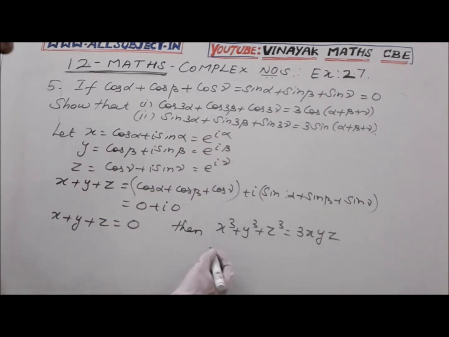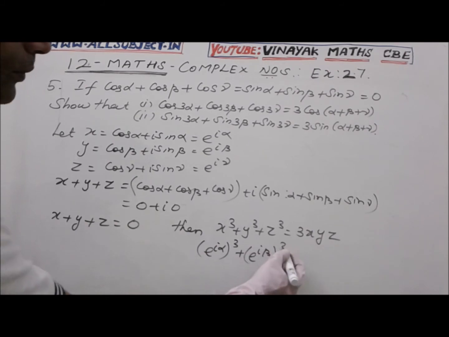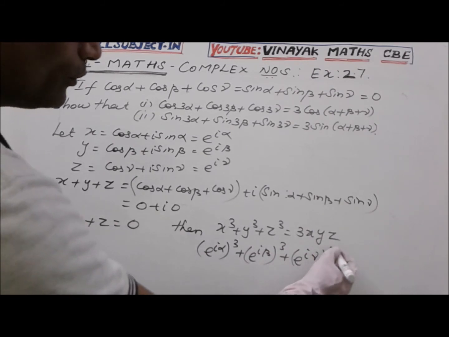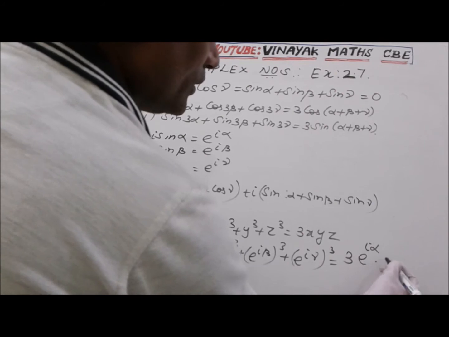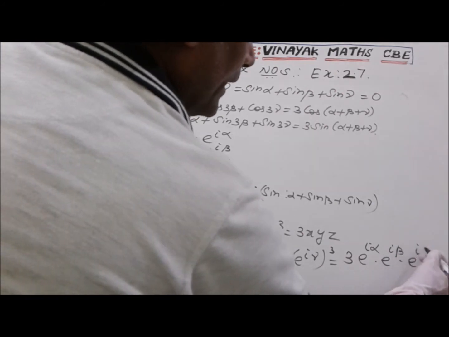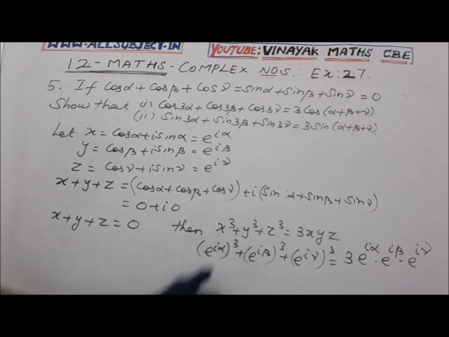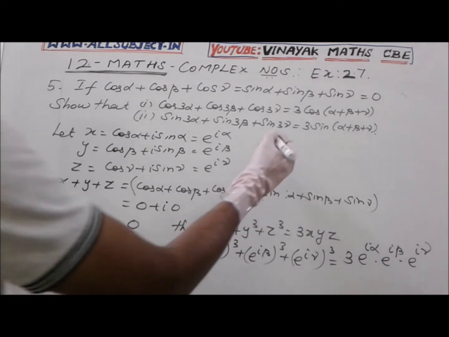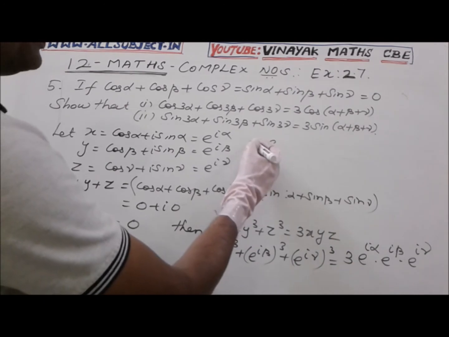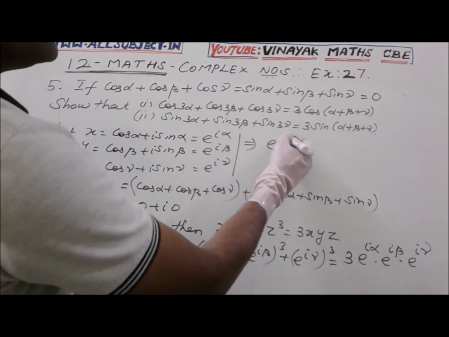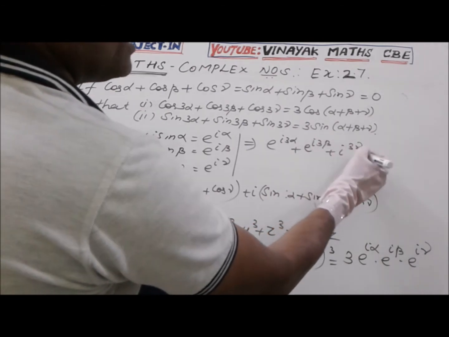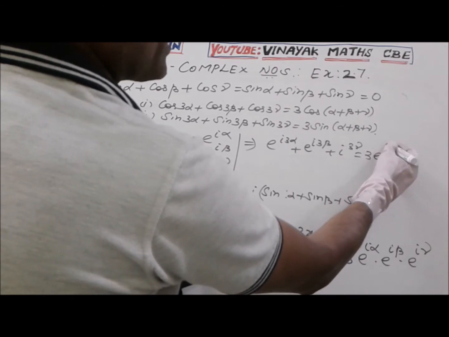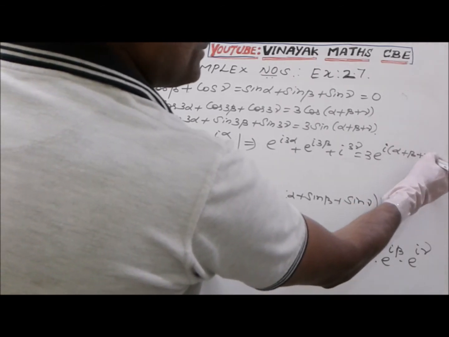So now substituting here the above values. x means e power i alpha. So (e power i alpha) whole cube plus (e power i beta) whole cube plus (e power i gamma) whole cube equal to 3 into e power i alpha into e power i beta into e power i gamma. Now we can multiply inside, which implies e power i3 alpha plus e power i3 beta plus e power i3 gamma equal to 3 into e to the power i into (alpha plus beta plus gamma).